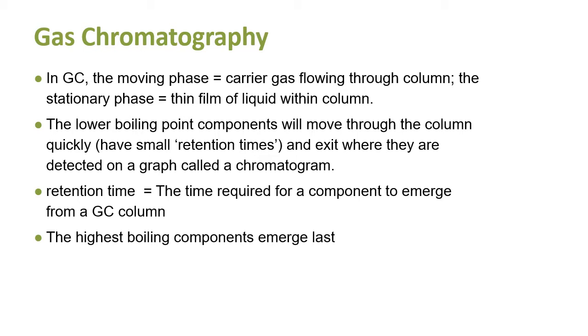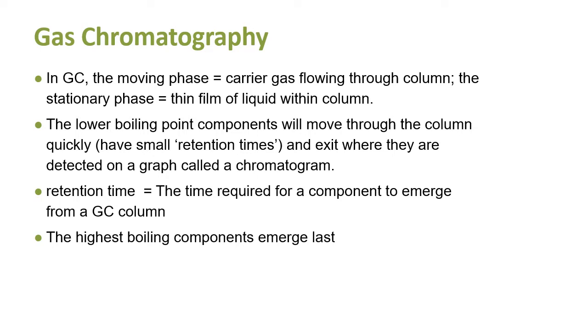The carrier gas flowing through the column is the mobile phase, and the stationary phase is a thin film of liquid that exists in the column. Lower boiling point components are going to move through very quickly, so they're going to come out first. We also talk about retention time. How long was it retained in the column? We inject it in at one end of the column, and we're looking at how long it takes to exit the other end of the column.